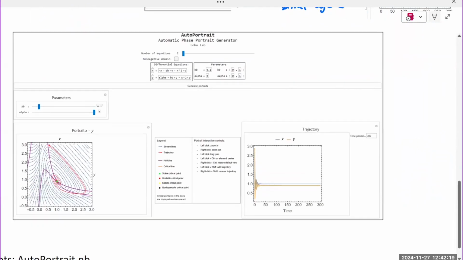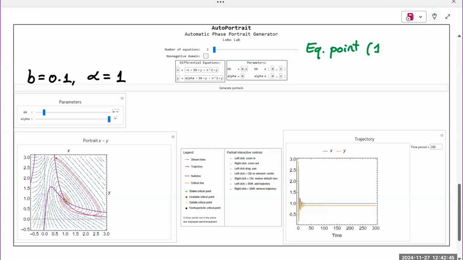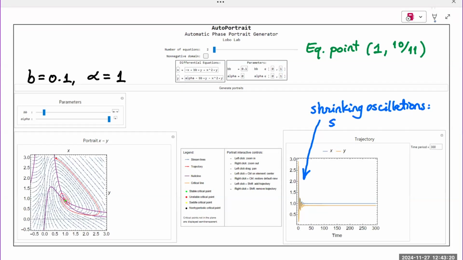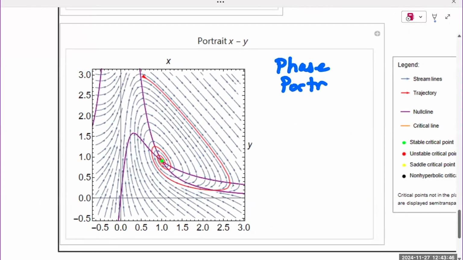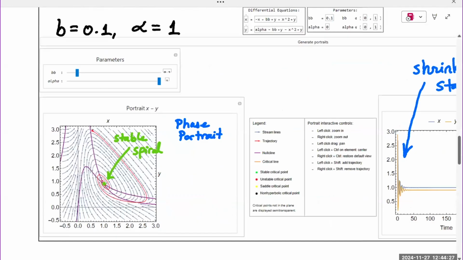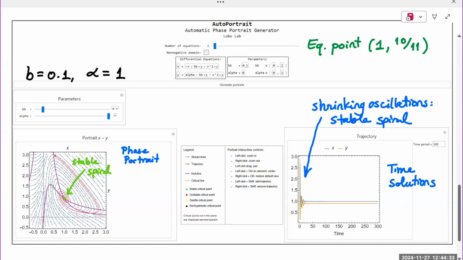Finally, let's look at the case alpha equals 1. Our equilibrium point is at (1, 10/11), and we can see, looking at the time solutions, that there are oscillations shrinking to a constant, meaning we've got a stable spiral. Looking more closely at our phase portrait, we see clearly now that our equilibrium point is in fact drawing all trajectories toward it, and it is in fact a stable spiral. So our equilibrium point (1, 10/11) at the value alpha equals 1 is a stable spiral as we predicted.